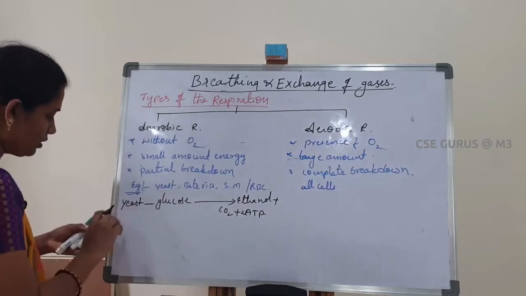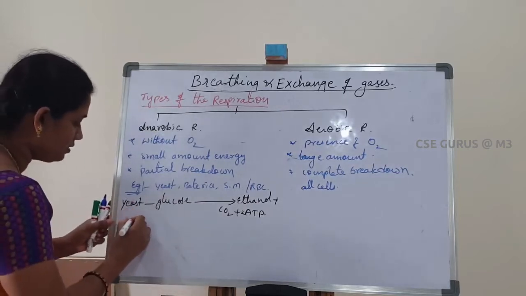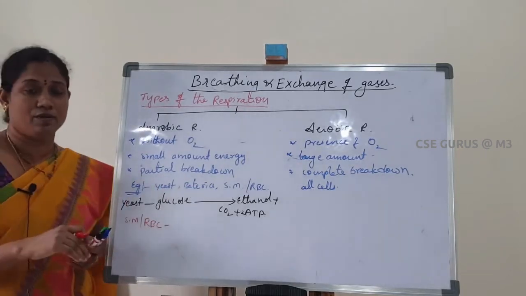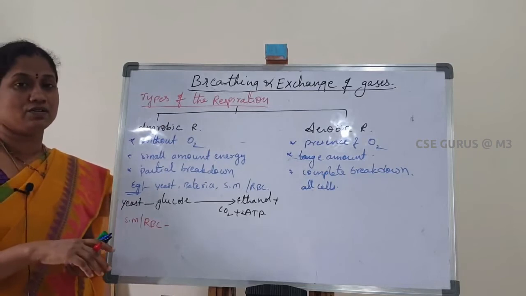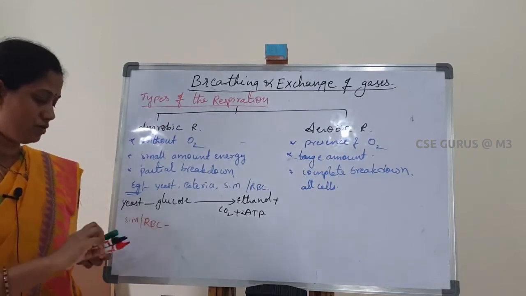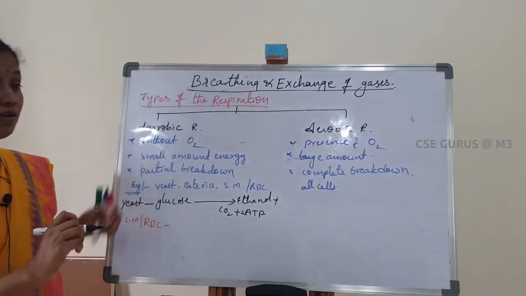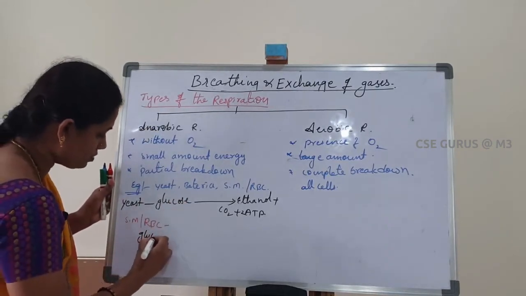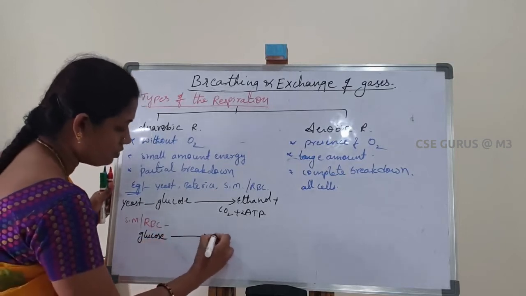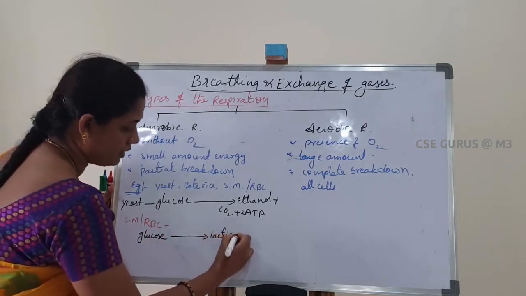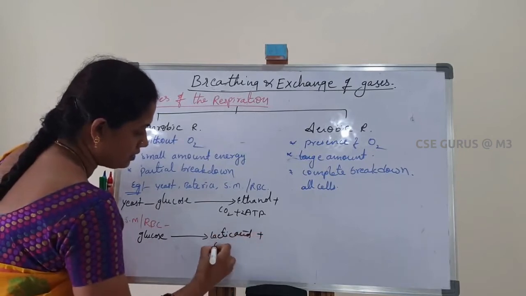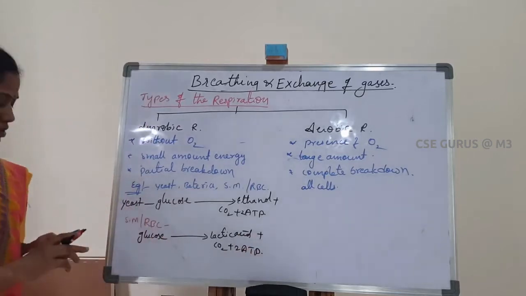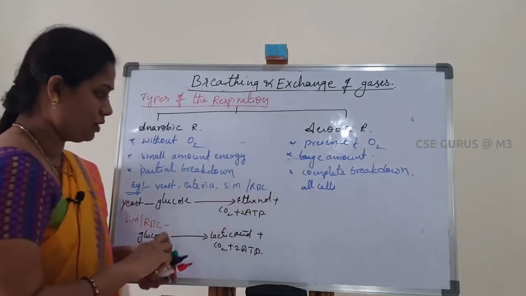Next, one more example, in skeletal muscle and RBC. In the skeletal muscle of human beings, and in the RBC, mitochondria are absent. That's why anaerobic respiration takes place in RBC also. So here, glucose is converted into lactic acid plus carbon dioxide plus 2 ATP. 2 ATPs are produced.